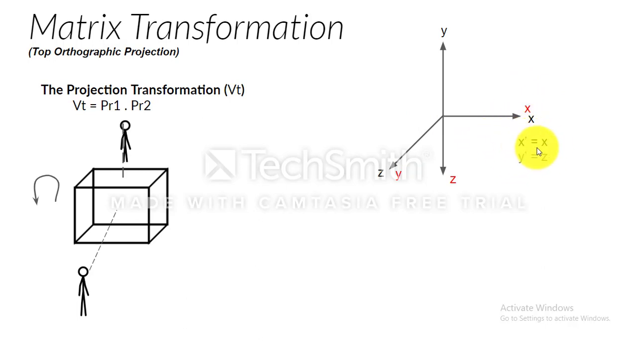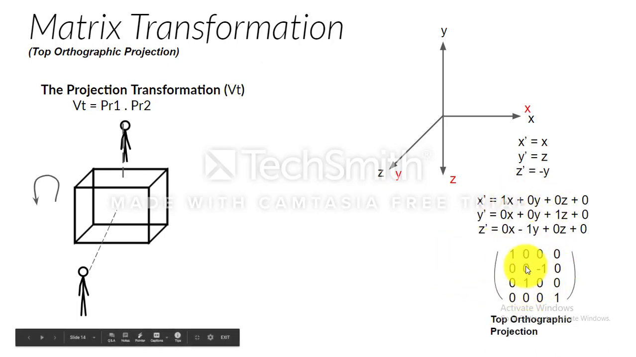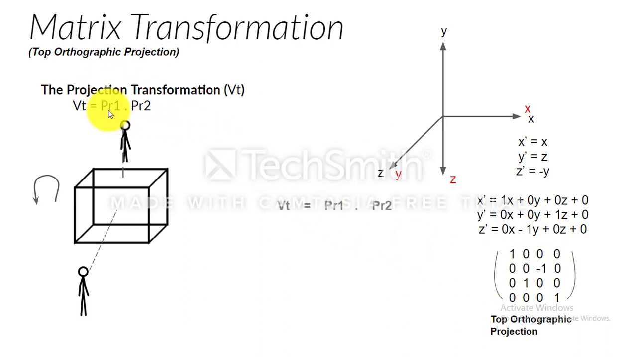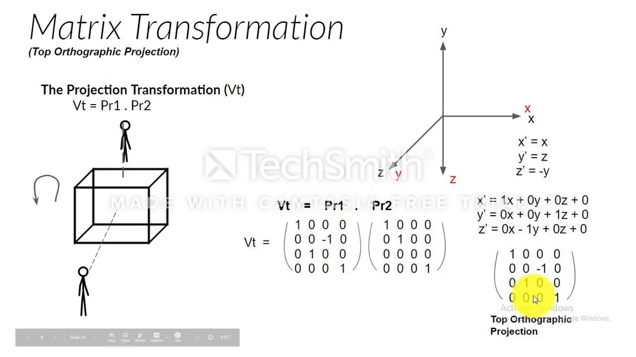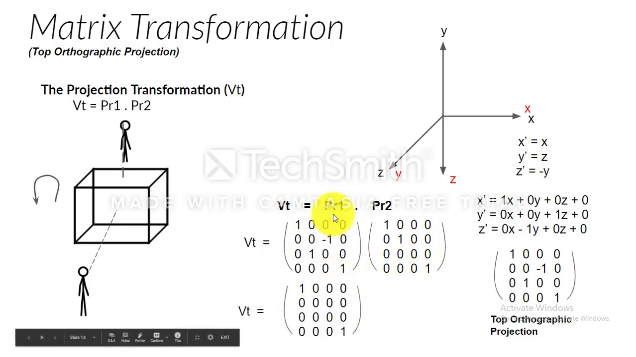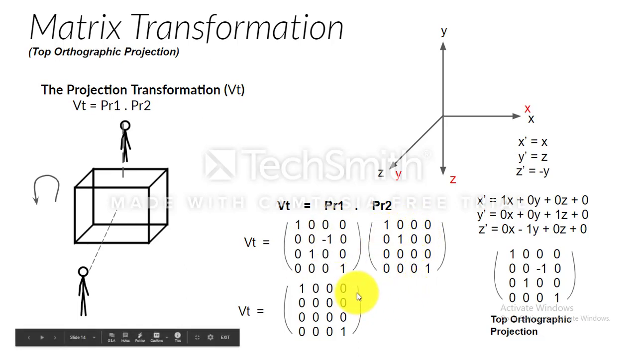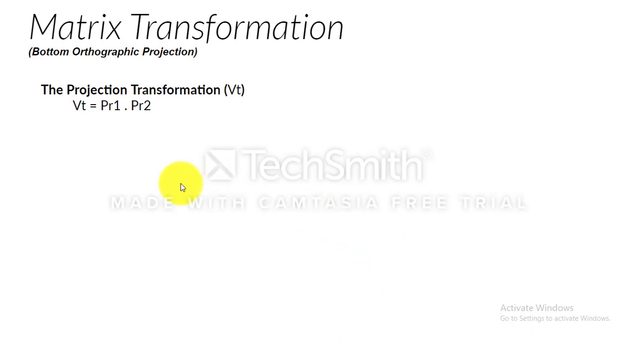So after that, we know that x still remains the same: x prime equals x, y prime equals z, and z prime equals minus y. So we have these equations for x prime, y prime, and z prime, and we also know that this is the matrix for this one. After that, we get the top orthographic projection. Then we move again to the formula of the viewing transformation, equal to PR1 times PR2, where PR1 means this one times this PR2, and then the result will be like this for the calculation of both matrices. And then lastly, I would like to explain the bottom orthographic projection.